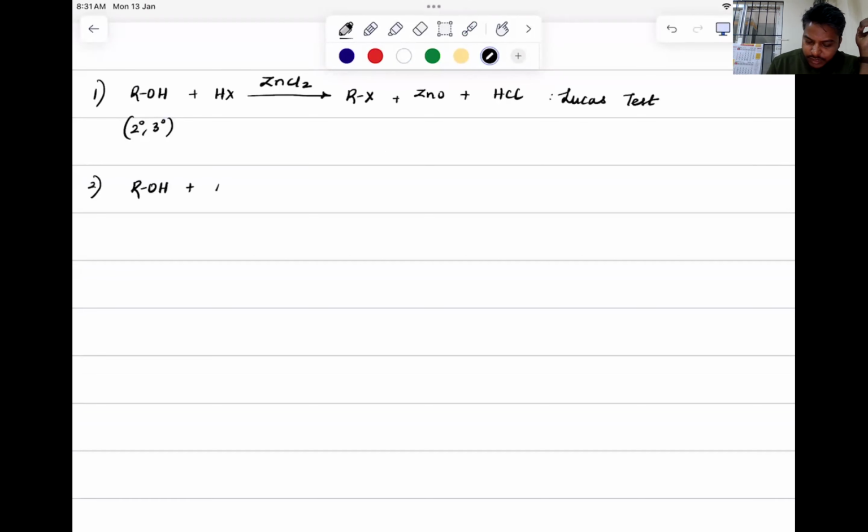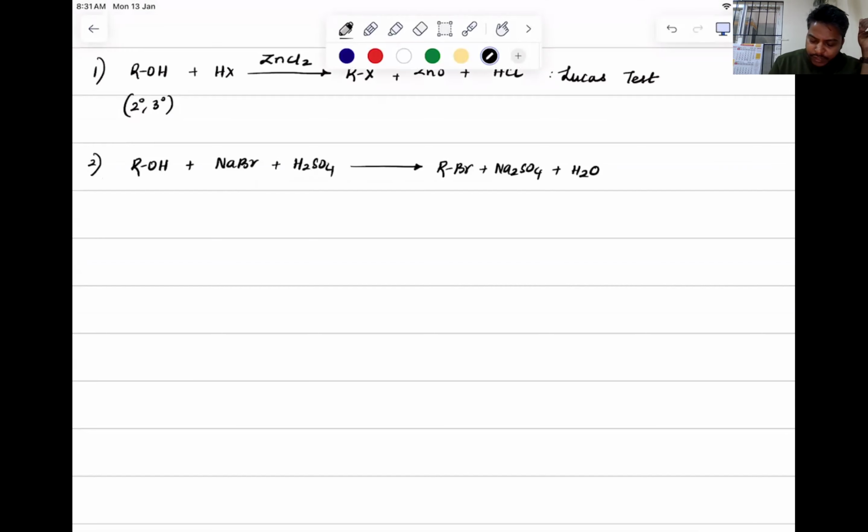Next, ROH plus NaBr plus H2SO4. So instead of directly using HX, we can use a salt in the presence of an acidic medium. So there also I'll be able to get RBr plus Na2SO4 plus H2O. Okay, this is another way of getting alkyl halides from alcohols.